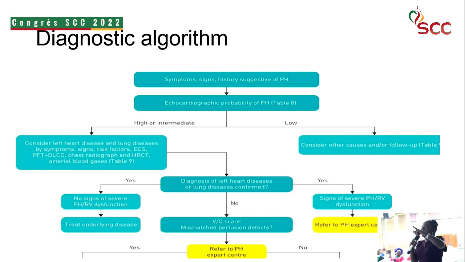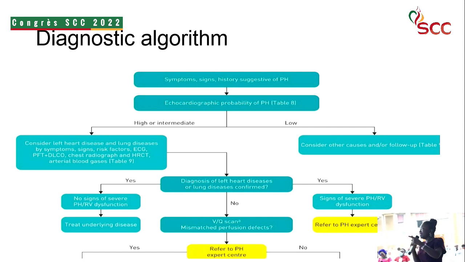Then if the risk on echo is high or intermediate, that means the patient has a jet of more than 3 or 2.8. Then you have to consider if the patient has lung disease or left heart disease, and all this information, chest X-ray, ECG, and echo, can give you that.